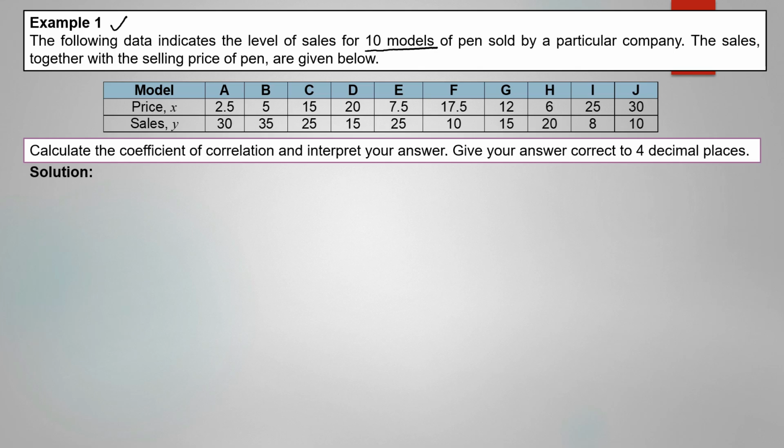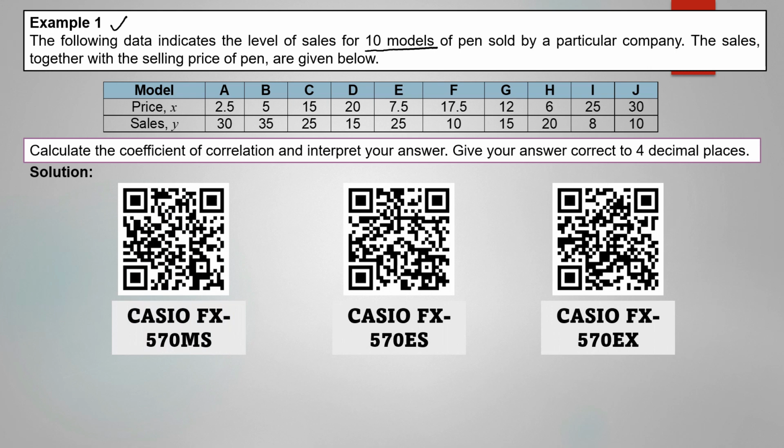Just before we start, please watch and learn how to use your calculator for this topic. You may scan this respective QR code to watch the video about it. If you are already done, let's continue with the example.